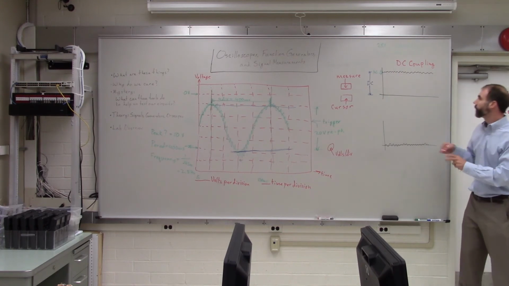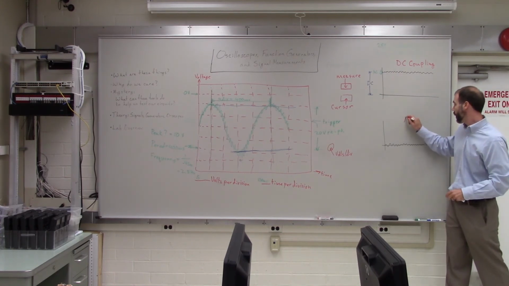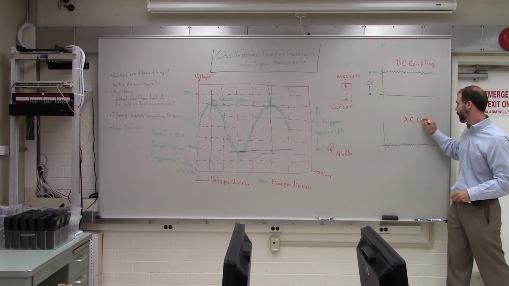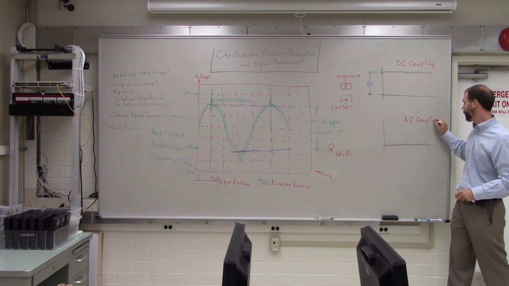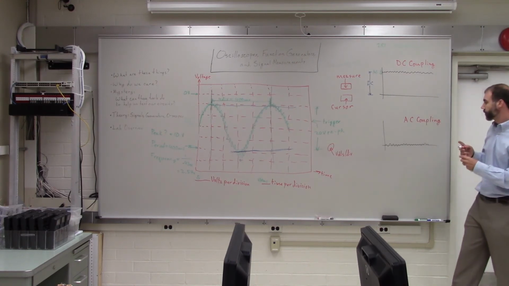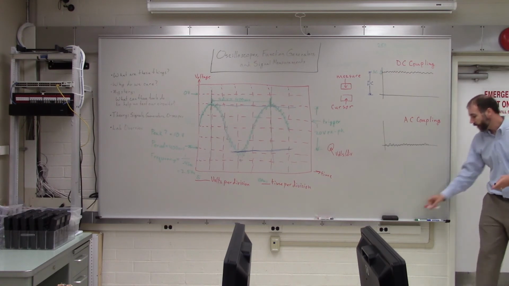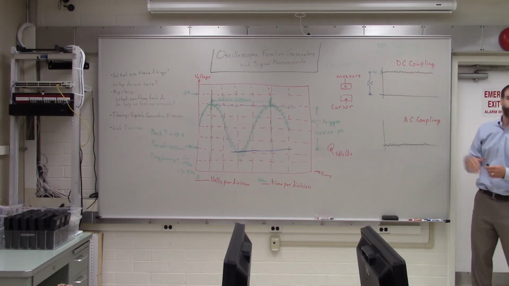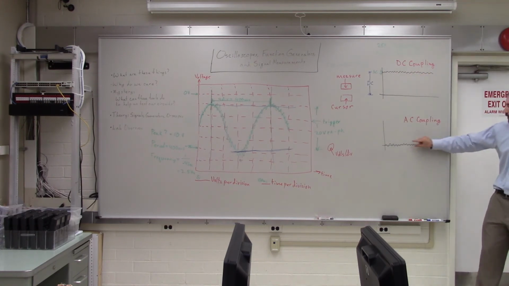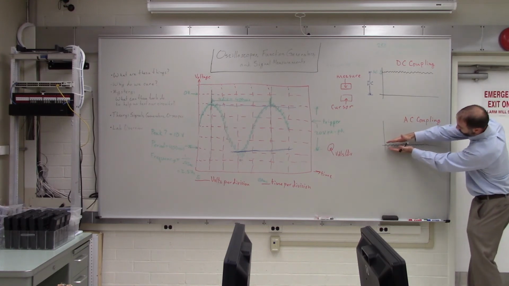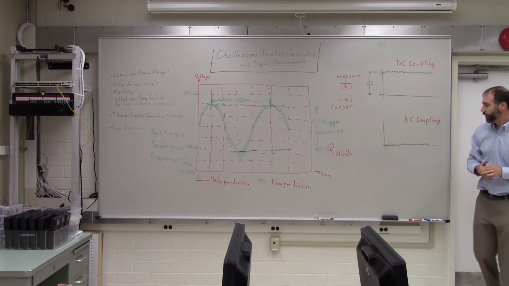So this is how the signal would look under AC coupling. So now you've gotten rid of that DC part, which you didn't care about anyway, and now you can zoom way in, and you'll just be looking at the wiggle, which is the interesting part.